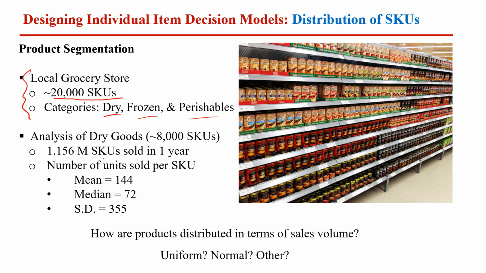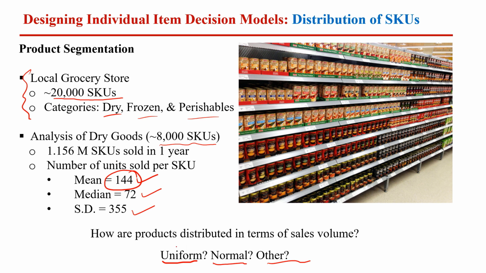Based on the analysis, the dry goods are basically 8,000 SKUs. We have calculated the number sold per SKU: this is the average value, this is the median value, this is the standard deviation. Now the question is how we are going to distribute: whether we are going to use the uniform approach, which means every SKU we store in our store or warehouse at 144 units, or whether we are going to use the normal distribution or any other probability distribution.